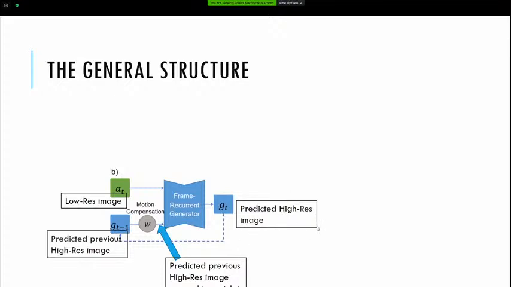But to get there, we can do some recurrency and use the predicted image from the time step before to enhance the actual prediction. And we are doing this by estimating some flow, some field of motion, some optical flow, which then can be used to forward the last predicted image to the timestamp of our low resolution input.